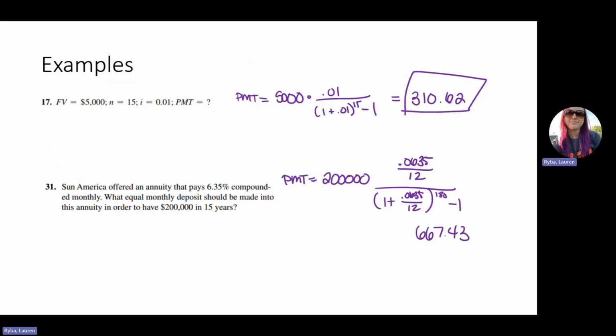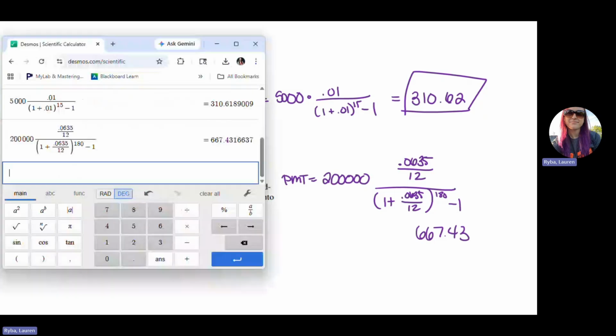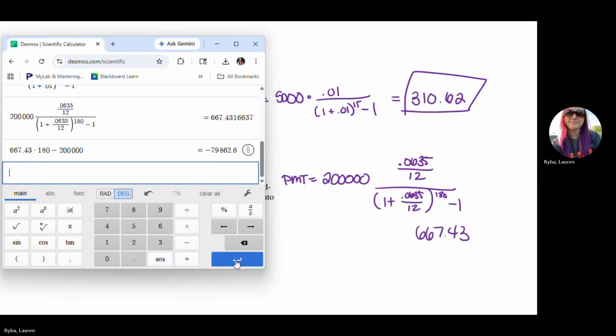And just for the sake of knowing what we did here, 667.43, I did that 180 times. I only put into that account $120,137.40, which means almost 80,000 of that was the interest.